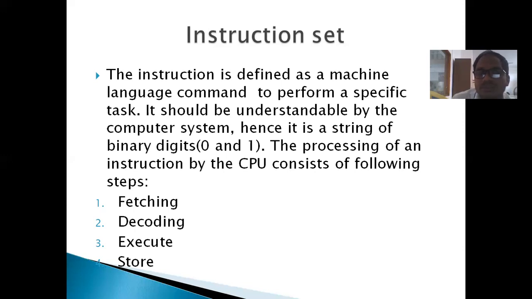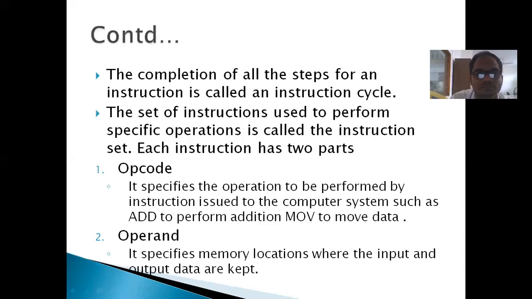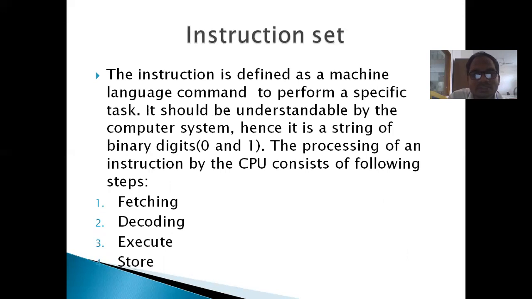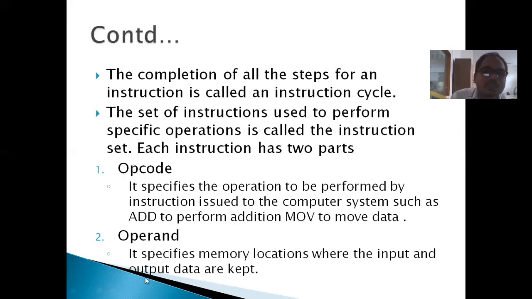Now, how does the CPU process the instruction? The CPU processes the instruction in the following steps: fetching, decoding, execution, and store. The completion of all the steps for an instruction is called an instruction cycle. So all these steps will make one cycle, one instruction cycle. Now the set of instructions used to perform a specific operation is called the instruction set.